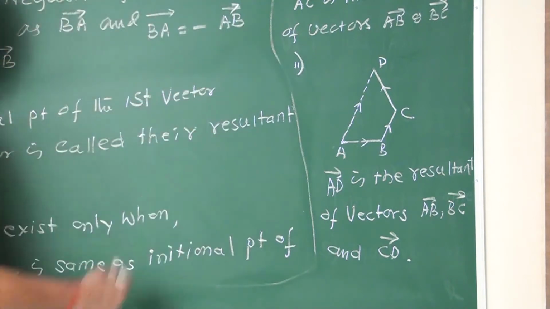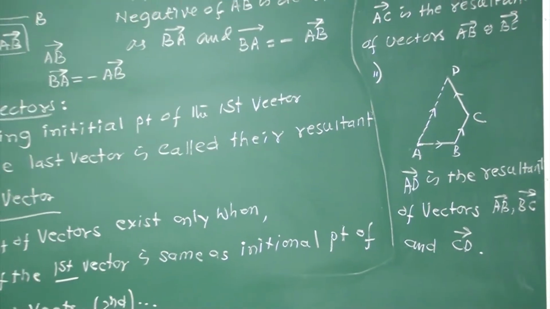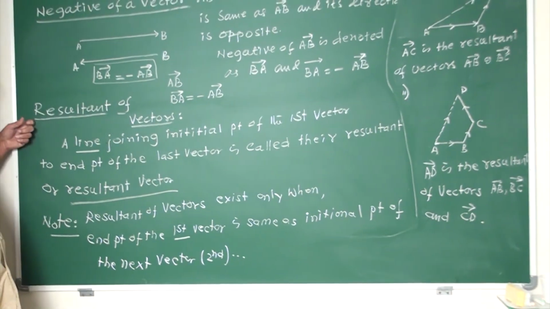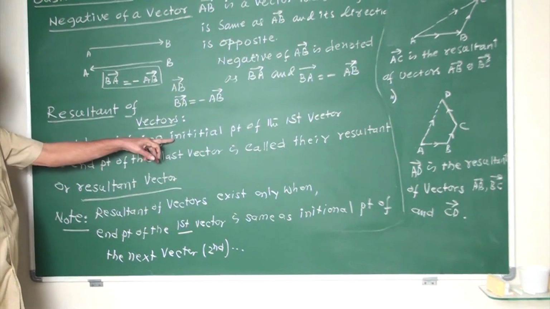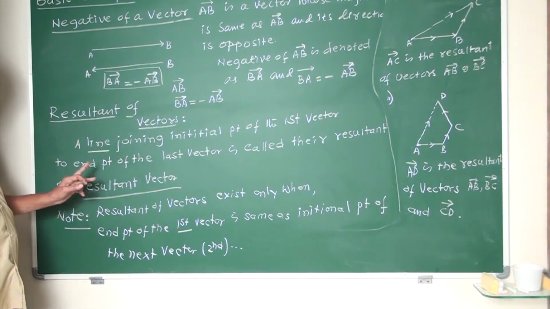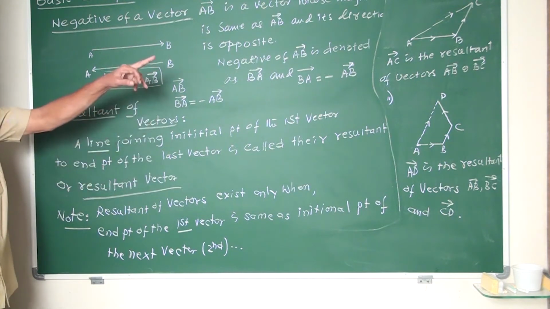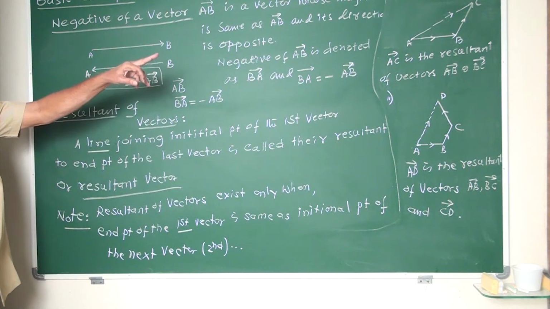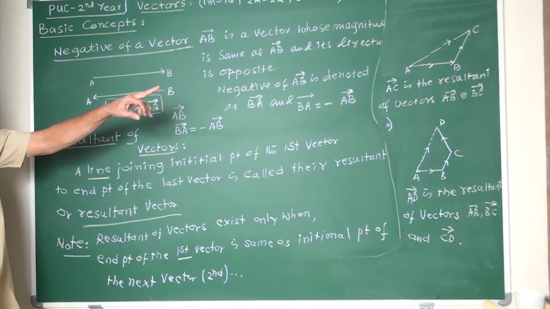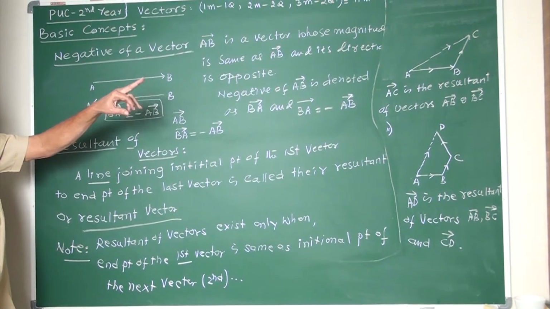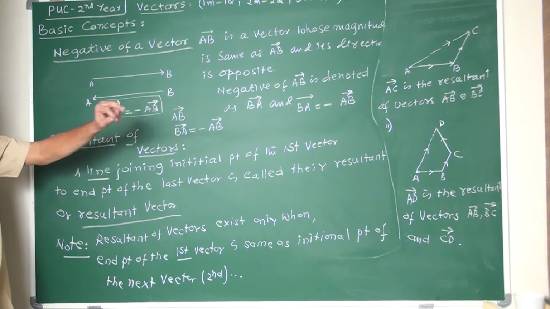Yes, my friends, this is about the resultant of factors. What is the resultant of factors? It is a line joining the initial point of the first factor to the end point of the last factor. AB, BC. A is the initial point of the first factor. C is the end point of the second factor. What is that line? AC. Therefore, AC is the resultant of two factors AB and BC.